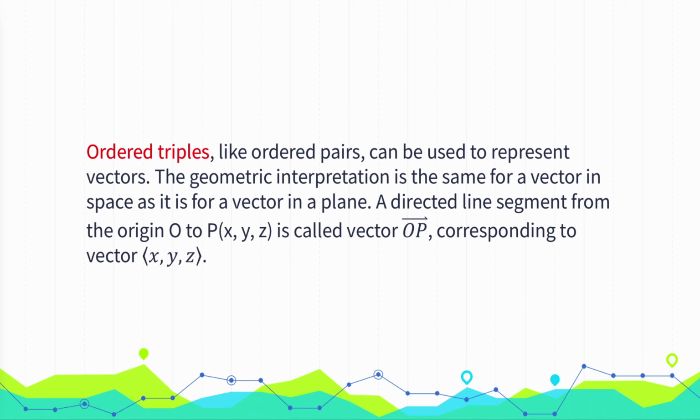Ordered triples are like ordered pairs, except there are 3 numbers instead of 2. They can be used to represent vectors. The geometric interpretation is the same for a vector in space as for a vector in a plane. It's still a directed line segment from the origin to whatever the point is. And you write a vector <x, y, z>, where x, y, and z are the coordinates of the point.